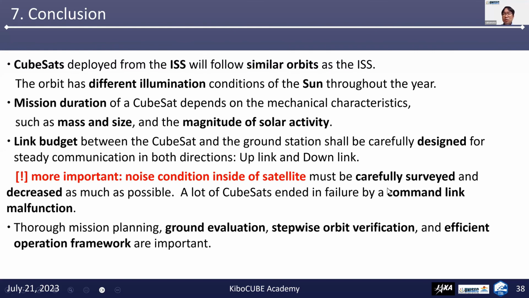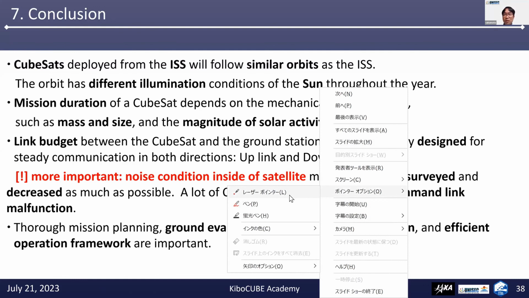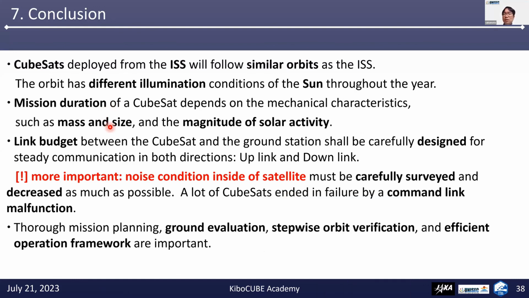So now this is the conclusion of my presentation. Just a moment, I move the bar. So a CubeSat deployed, released from the ISS, will follow similar orbits as the ISS. And the orbit has different illumination conditions of the sun throughout the year. Mission duration of a CubeSat depends on the mechanical characteristics, such as mass and size, and the magnitude of solar activity. This is the environment, and it is seasonally changing.